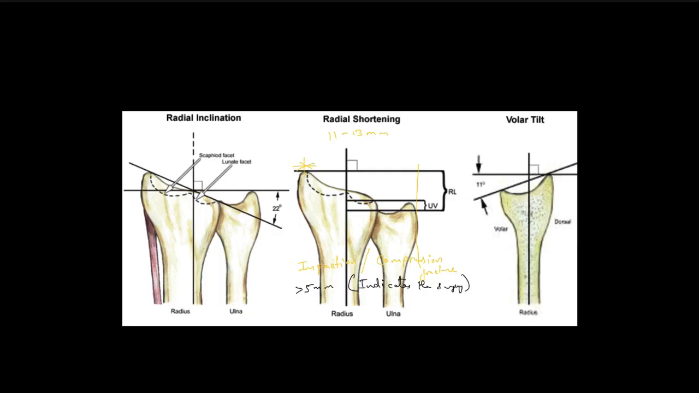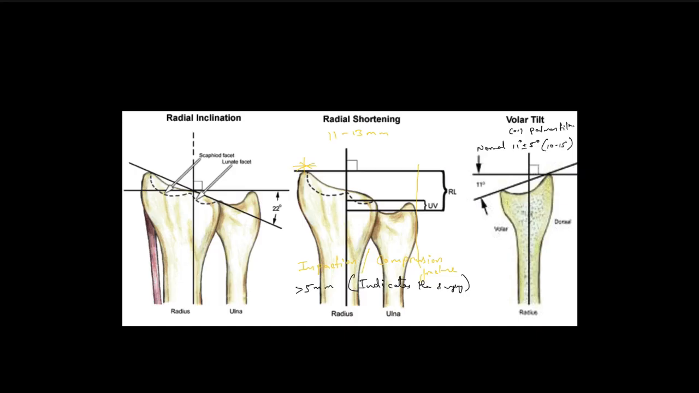Okay, next volar tilt. You can say volar tilt or palmar tilt, both are the same. A line is drawn perpendicular to the shaft of the radius and another line along the articular surface of the distal radius, and this can be measured only in the lateral view of the wrist. The normal value is 11 degrees plus or minus 5 degrees, so the normal range is 10 to 15 degrees. If it tilts anteriorly, then we call that volar.